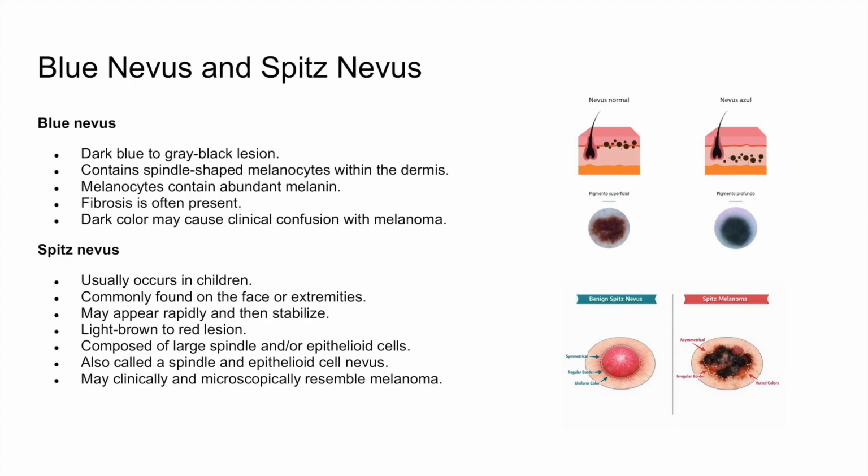A Spitz nevus is another benign melanocytic lesion that most often appears in children or adolescents, and especially on the face or extremities. So it may grow rapidly before stabilizing and usually appears as a symmetric pink, red, or light brown papule. Histologically, it contains large spindle-shaped and epithelioid melanocytes, which is why it is called a spindle and epithelioid cell nevus. Spitz nevi can closely resemble melanoma, both clinically and microscopically, so suspicious or atypical lesions require careful pathologic evaluation.